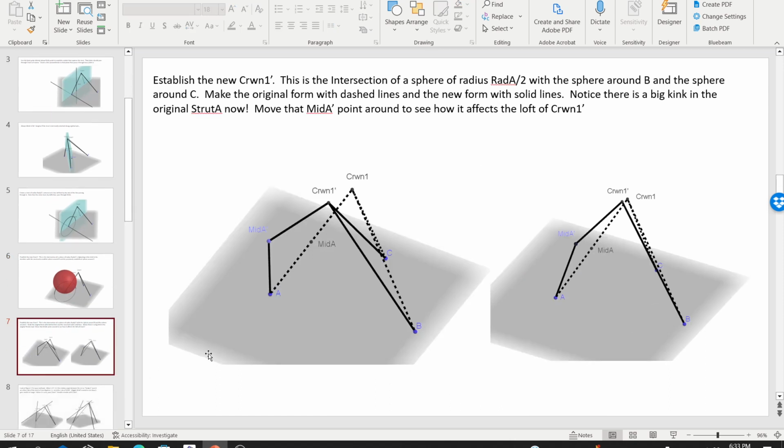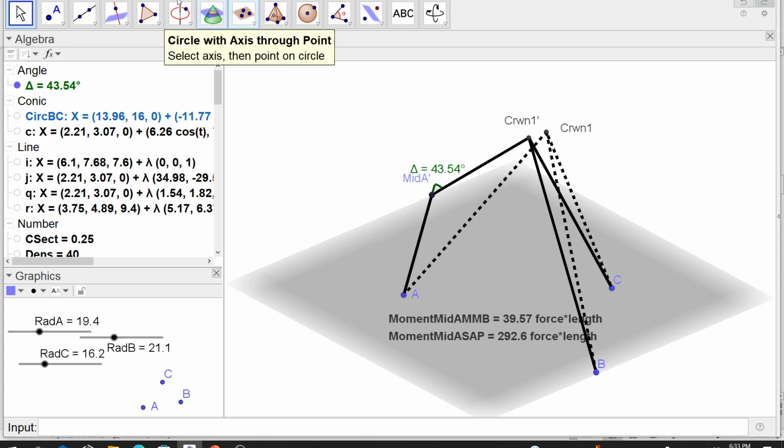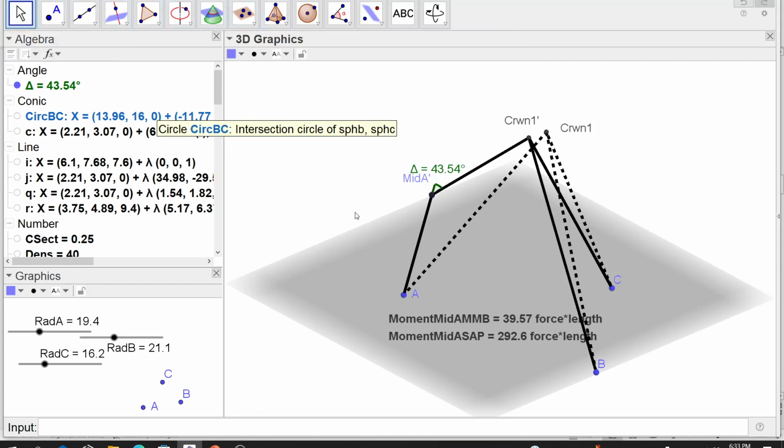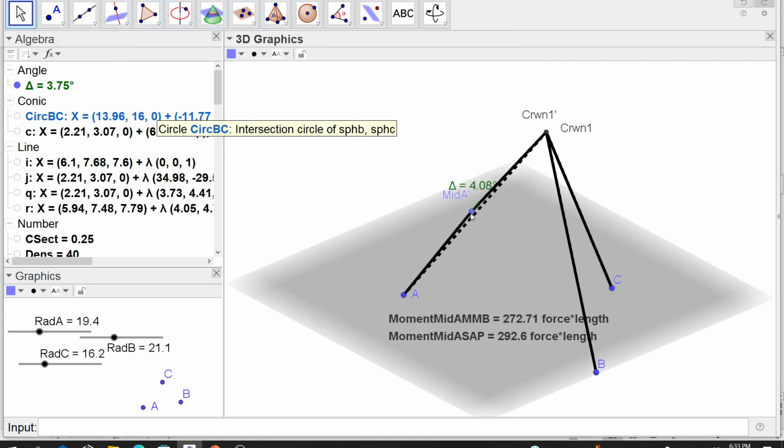Once I have crown 1 prime, you'll see that the problem is essentially done. All I have to do is figure out the lofts. But let's talk about the lofts. What are the lofts here? So now we'll go over to GeoGebra and perhaps start visualizing this one more time.